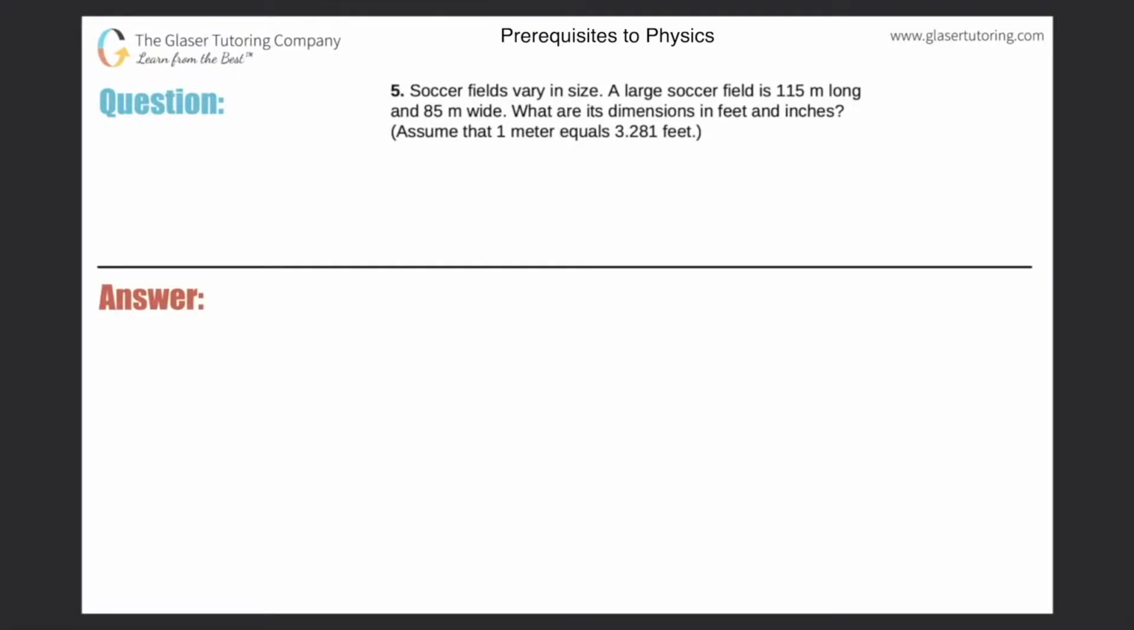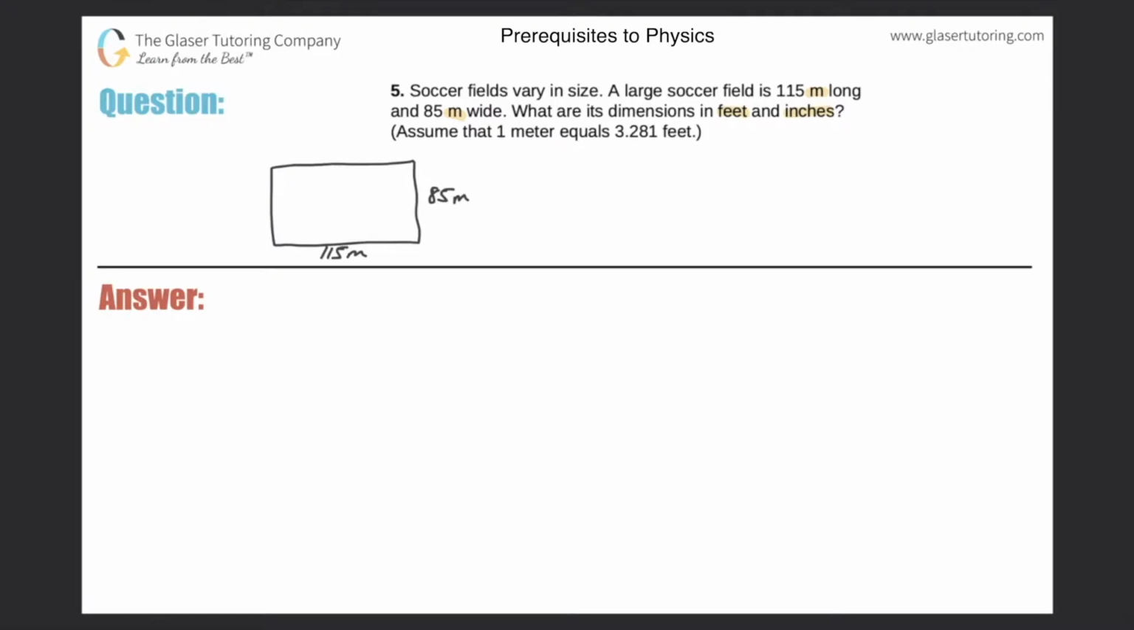Number 5. Soccer fields vary in size. A large soccer field is 115 meters long and 85 meters wide. What are its dimensions in feet and inches? Okay, so let's just sketch a quick picture. So here's our soccer field. So we have a 115 meter long field by 85 meters wide. Okay, great. And it sounds like what we have to do is we have to now take these meter values and convert them into feet and then into inches.